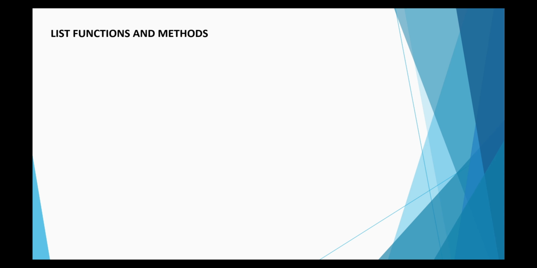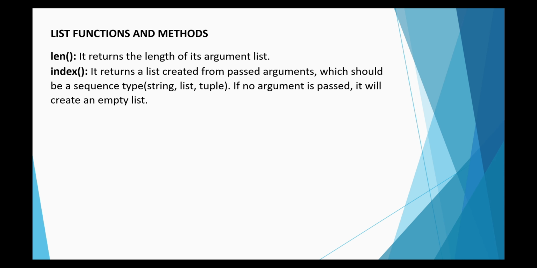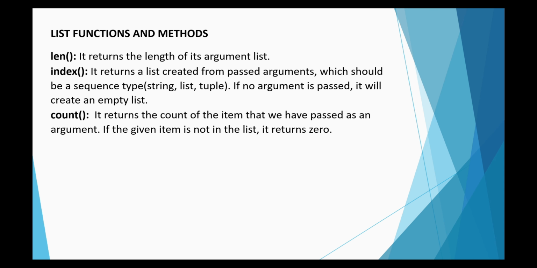Let us now look at the list functions and methods in Python. The len function returns the length of its argument list. The index function returns a list created from the passed arguments, which should be of a sequence type. If no argument is passed, it will create an empty list. The count function returns the count of the items that we have passed as an argument. If the given item is not in the list, it returns 0.